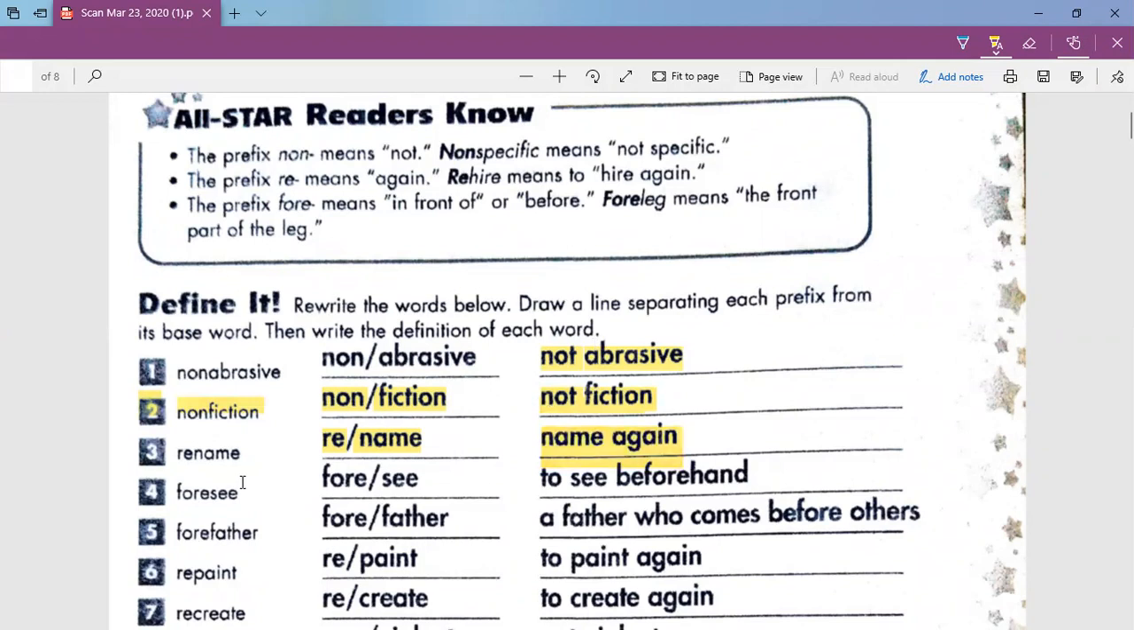Can you hear me? Yes, you should mute your mic. Hold on.